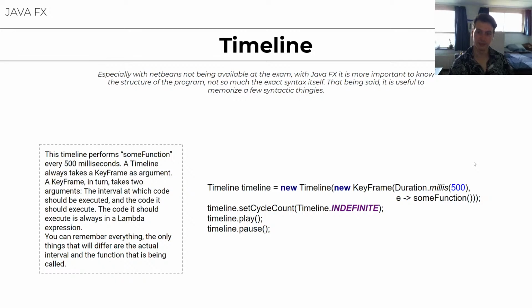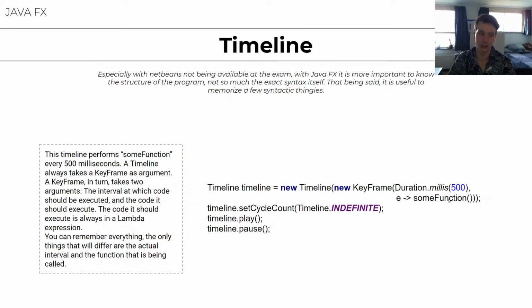Now, for the timeline, the notation of the timeline is something that you just have to remember. Timeline is new timeline. The 2 things that are important for you to know is duration.millis. Here you put in the interval, and that's in milliseconds. So this would be every 500 milliseconds, every half a second.